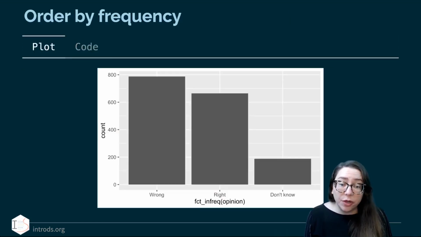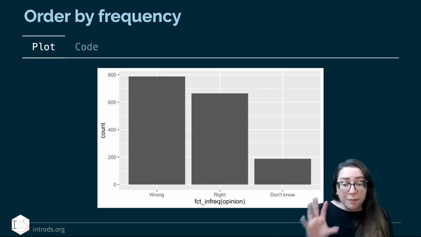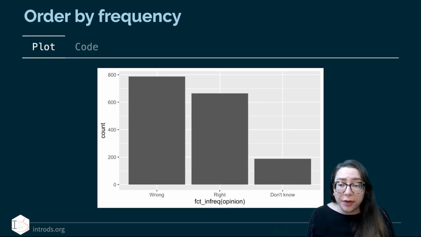We may want to order by frequency. So here we have started with the most frequent, which is wrong, and then right, and then don't know, as opposed to going the other way around. How did we accomplish this?